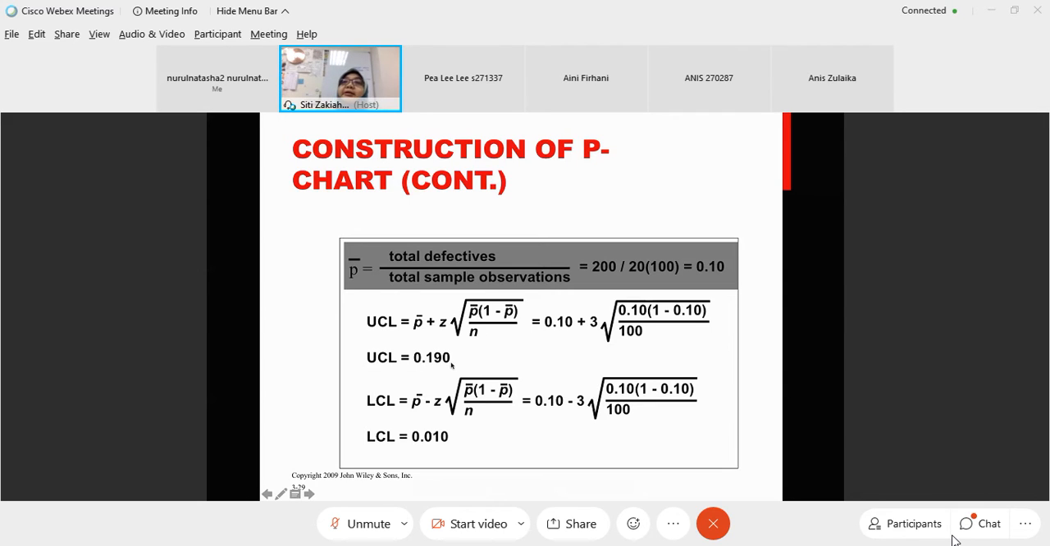You need to get the control limit. Not just draw it on your graph. You must calculate to get the control limit. The formula is the same, just plus and minus, for the upper and lower control limit. But sometimes students tend to get confused. So with P bar minus Z times the square root of P bar times 1 minus P bar over N, the lower control limit is 0.010.